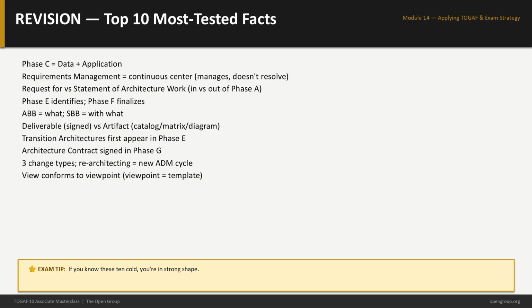5. ABB is the what, SBB is the with what. 6. A deliverable is signed off, an artifact is a catalog, matrix, or diagram. 7. Transition architectures first appear in phase E. 8. The architecture contract is signed in phase G. 9. There are 3 change types, and re-architecting means a new ADM cycle. 10. A view conforms to a viewpoint, and the viewpoint is the template. Know these 10, and you are in genuinely strong shape.